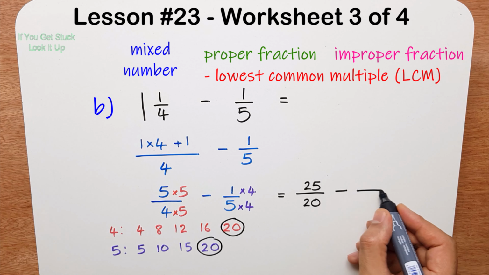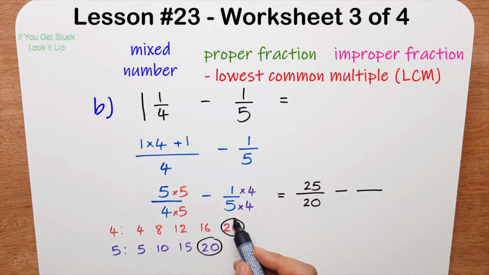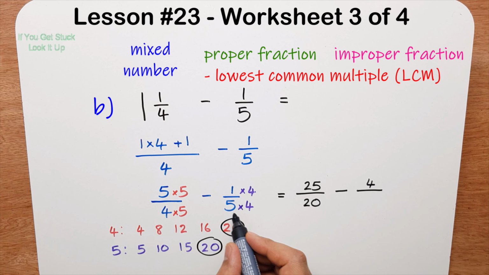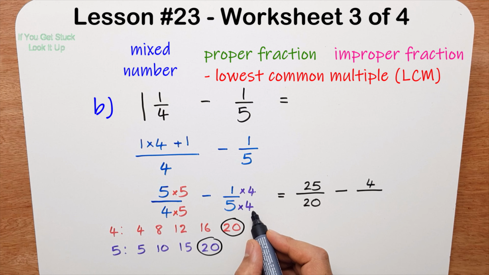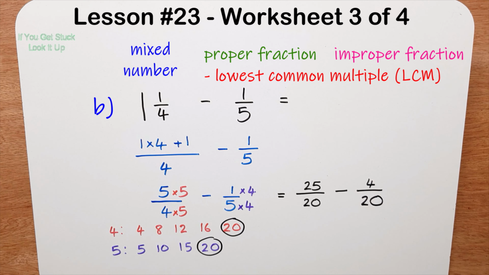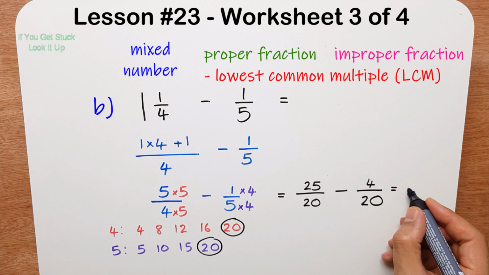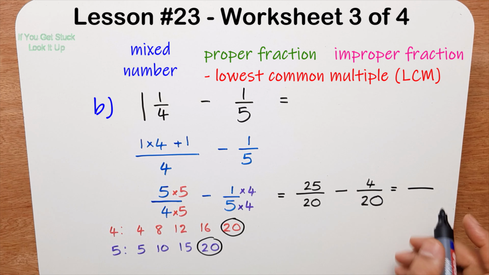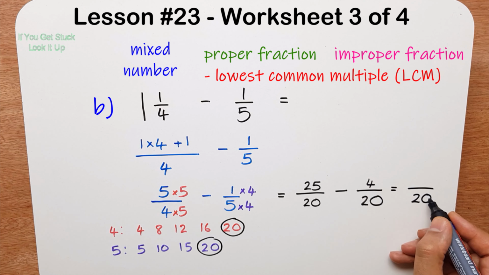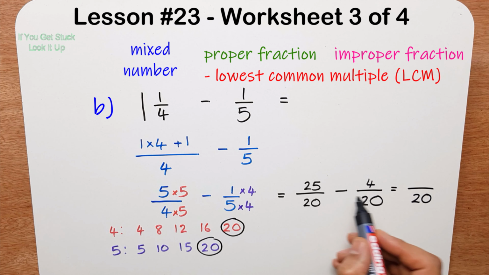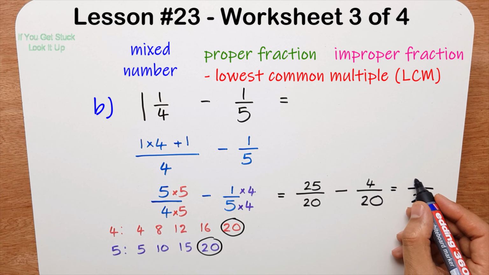Minus fraction line, and now I'm looking at this fraction here. 1 times 4 is 4. 5 times 4 is 20. Now these two denominators are the same, so it's easy. I just put the denominator here, 20. 25 take away 4 is 21.